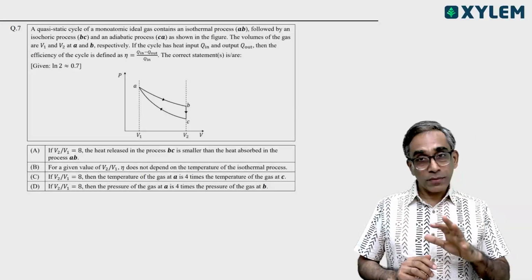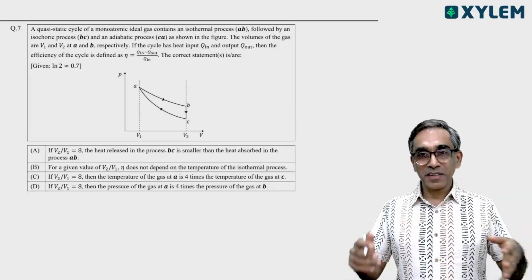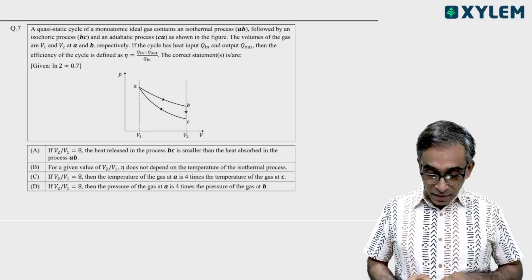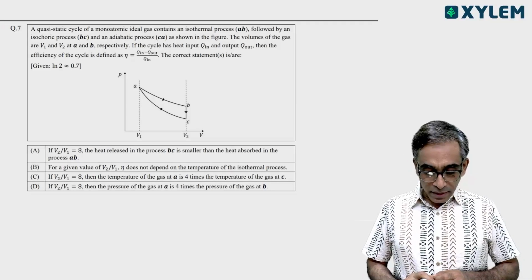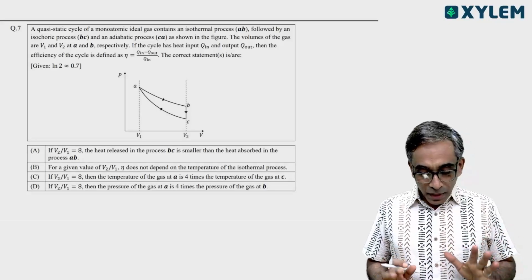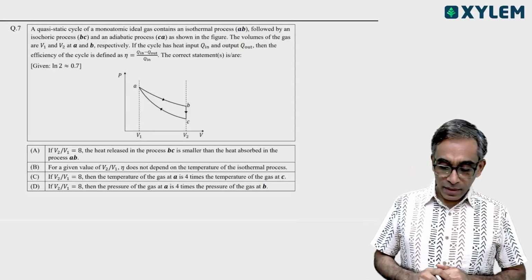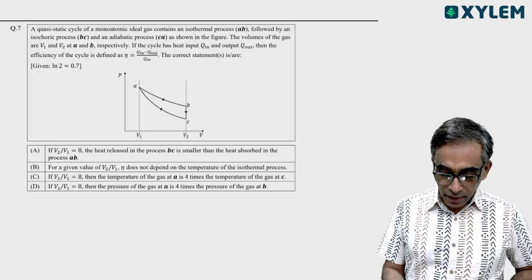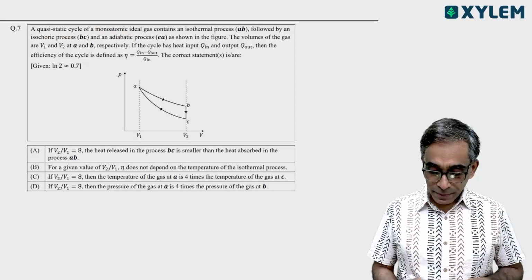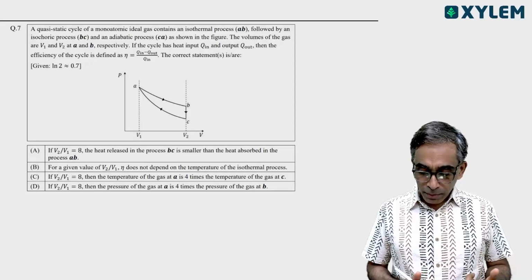This is a question from thermodynamics. You see a PV diagram there. Must be careful. A quasi-static cycle of a monoatomic ideal gas contains an isothermal process.